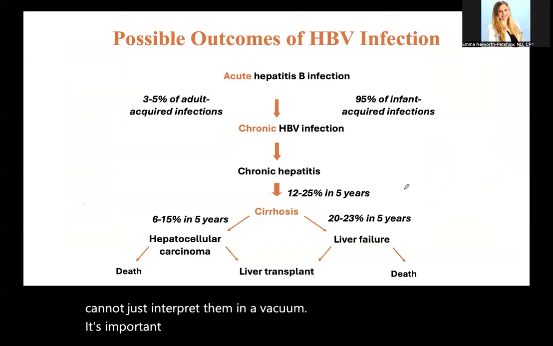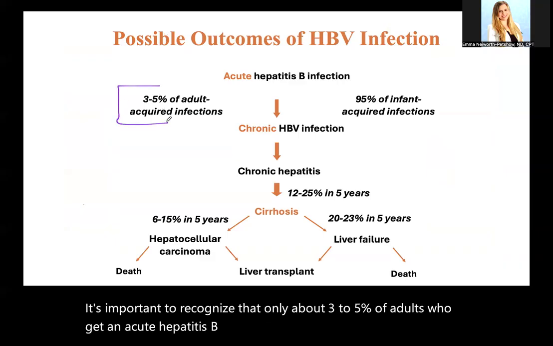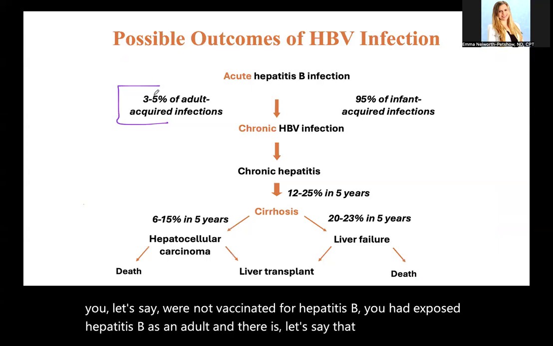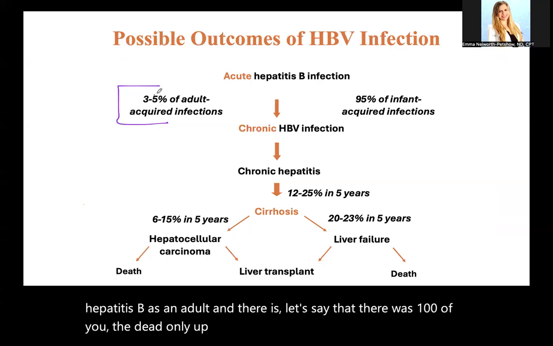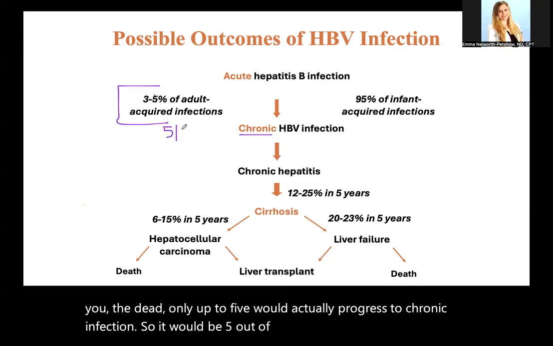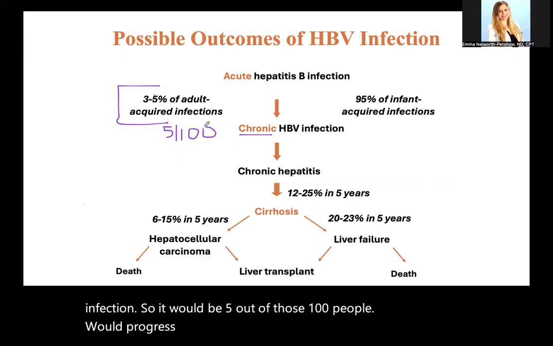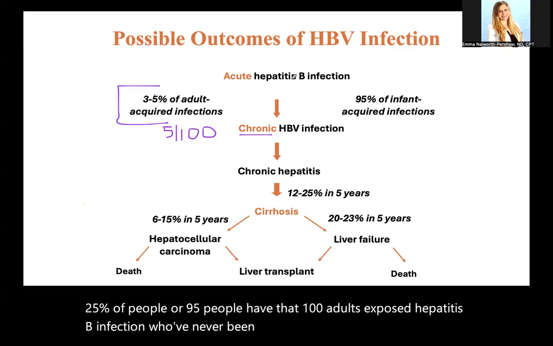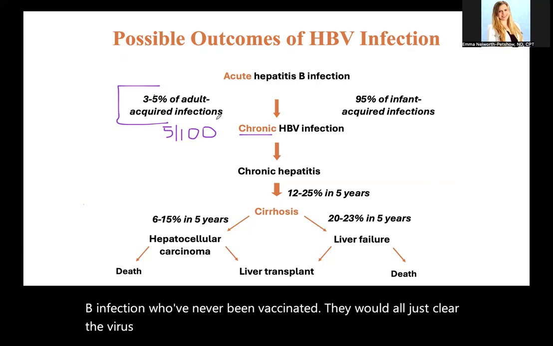It's important to recognize that only about 3 to 5% of adults who get an acute hepatitis B infection will progress to chronicity. So if you, let's say, were not vaccinated for hepatitis B, you got exposed as an adult, and let's say there were 100 of you that did, only up to 5 would actually progress to chronic infection. Everyone else, 95% of people, or 95 people out of that 100 adults exposed to hepatitis B who've never been vaccinated, would all just clear the virus. But we flip that in kiddos.